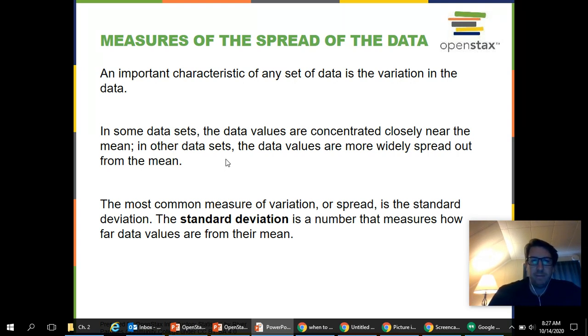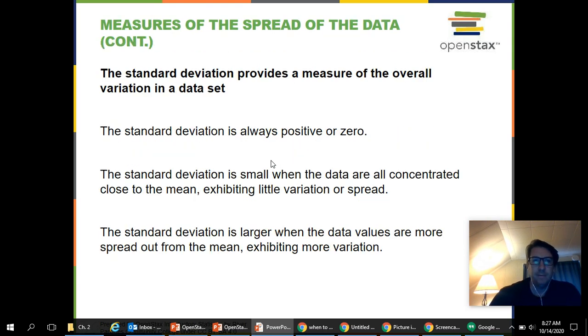This is mainly going to be discussing how far data values are from the mean. The standard deviation is the number that tells us how far our data values are from the mean, and how spread out our data is from the mean. It provides the measure of the overall variation. So the standard deviation and the variation are pretty synonymous. In fact, to find the standard deviation, you just take the square root of the variation. So they're really linked well to each other.